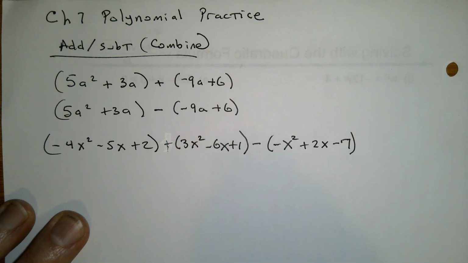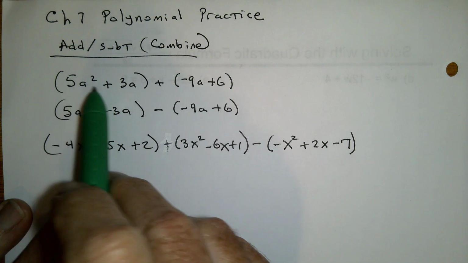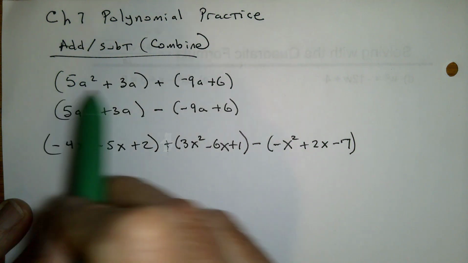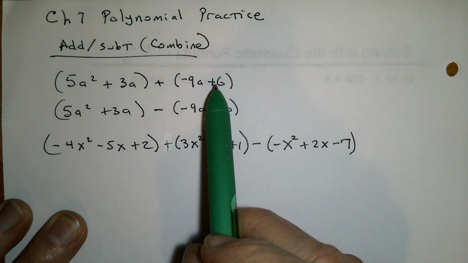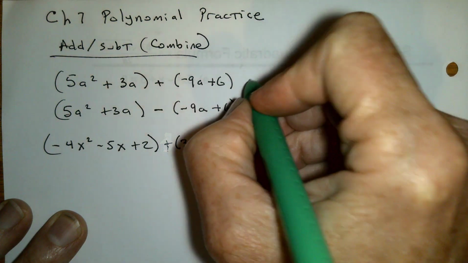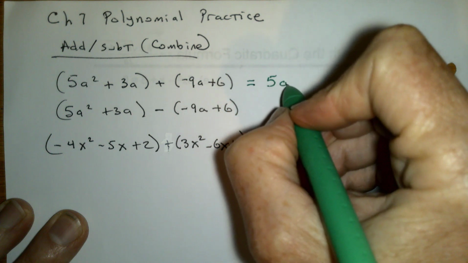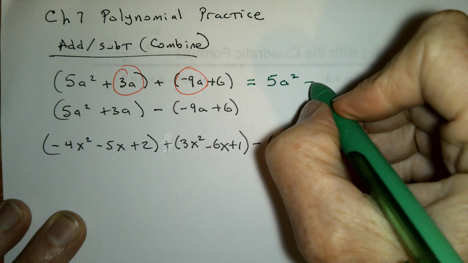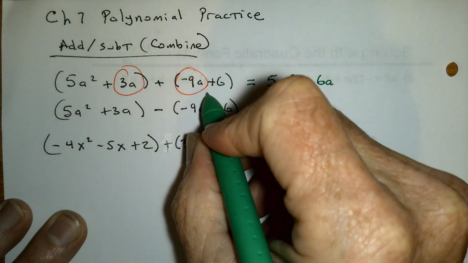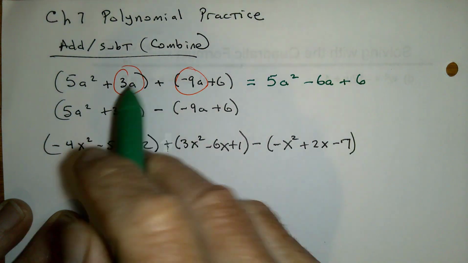When we look at this problem, because adding is commutative, we can switch this order all around. So these parentheses aren't really doing anything except saying first polynomial, second polynomial. So we can just add everything here. And as we do, a squared is by itself. It doesn't have any like terms. But 3a and negative 9a are like terms that we can combine. We get negative 6a. And then 6 is by itself. It's just a constant, so it's all alone as well. We only had two like terms to combine.